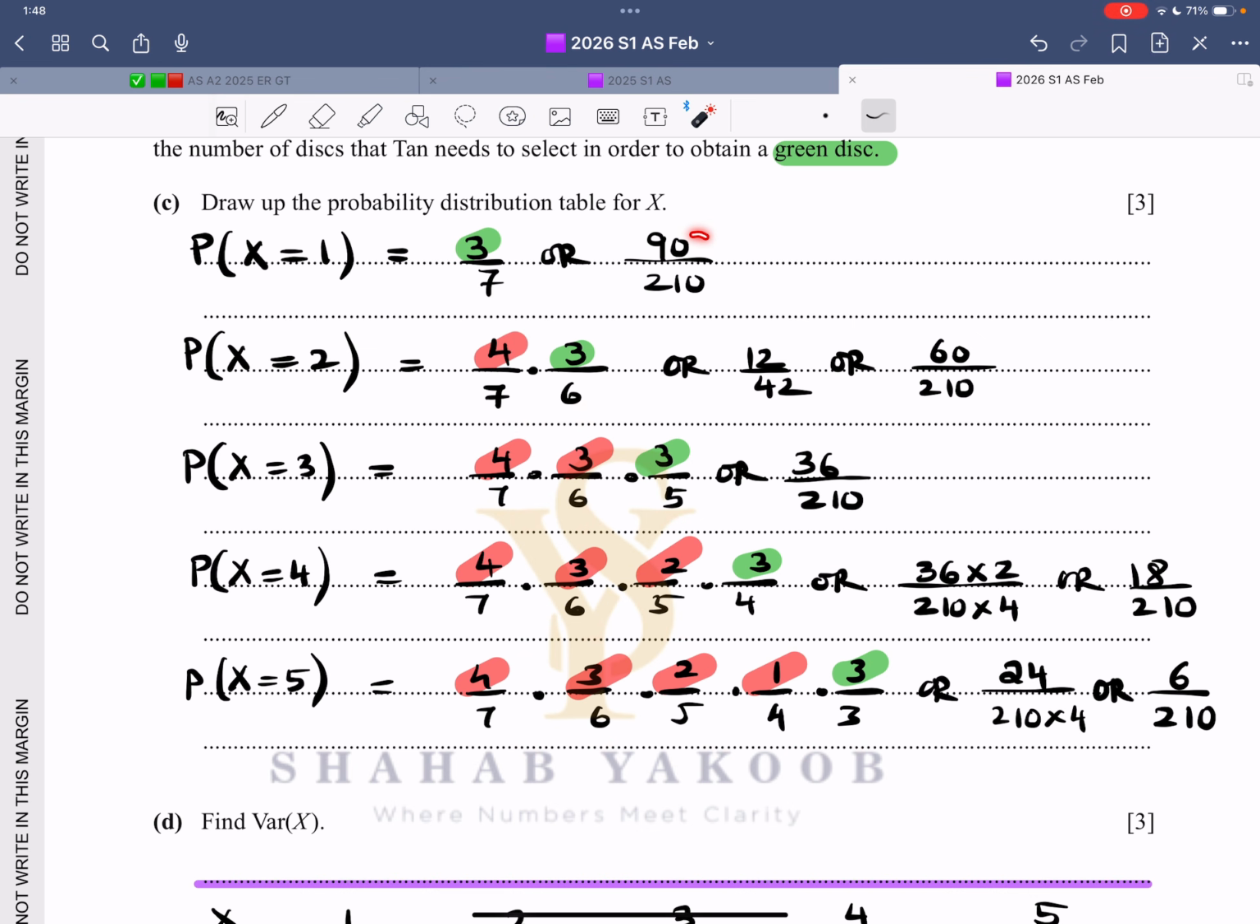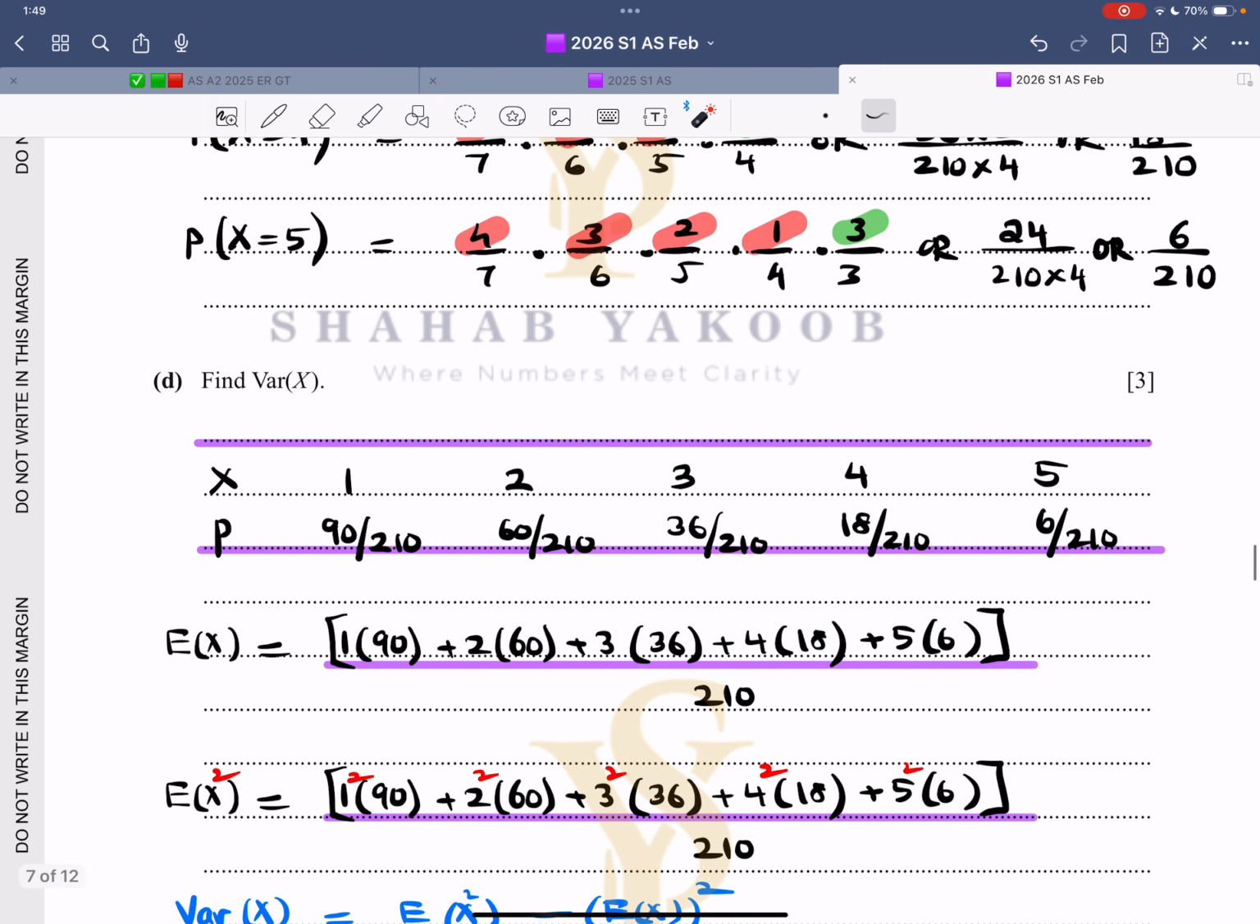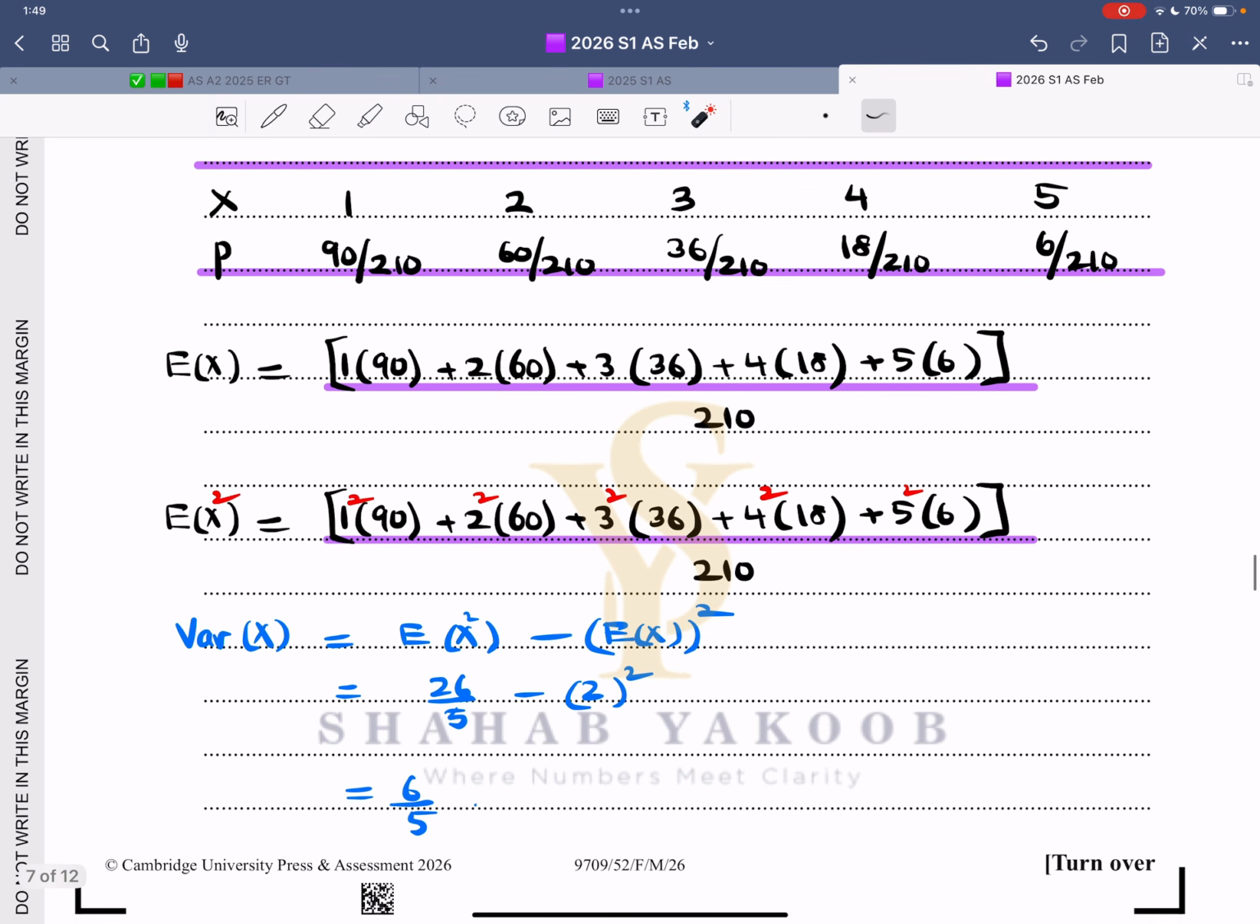Now all this working, since I got this answer with a denominator of 210, I also deliberately wrote it in terms of 210. Multiplied by 5 in terms of 210. Multiplied by 30 in terms of 210. Why? So that it's easier for me to double check. 90 plus 60, 150. 36 plus 6 plus 18, that is 60. 150 plus 60 is 210. 210 over 210 is 1. So yes, it's a DRV, discrete random variable.